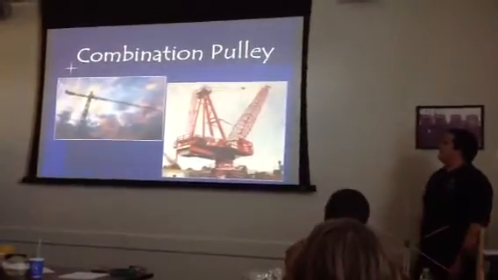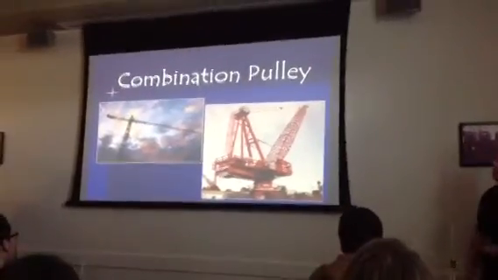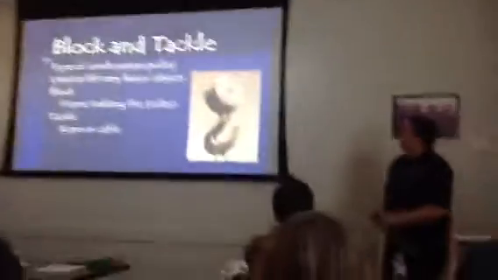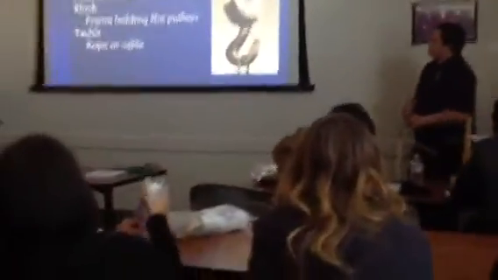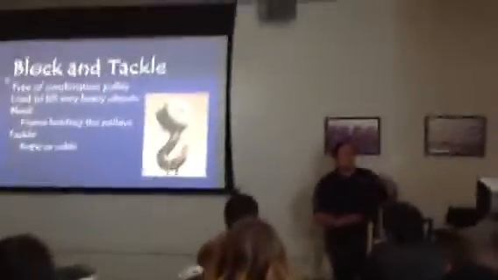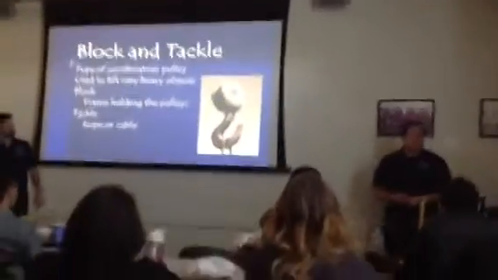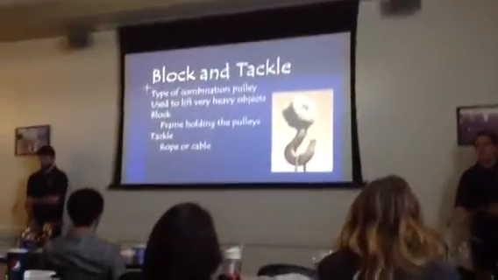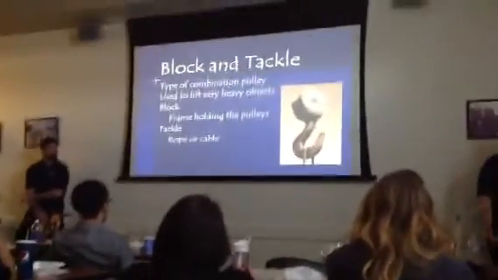Alright, so here's some examples of combination pulleys. We use them to lift really, really heavy things, so cranes are going to have them. And next we have a block and tackle, which is just a type of combination pulley used to lift very, very heavy objects. So we have the block, which is a frame actually holding the pulleys, and then the tackle, which is the rope or cable.